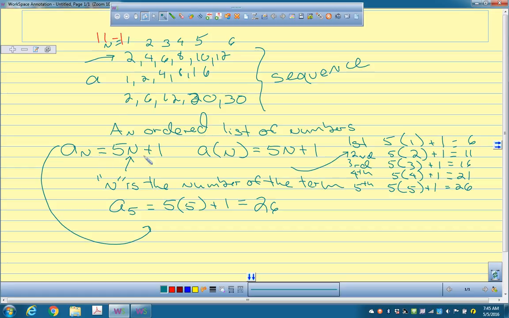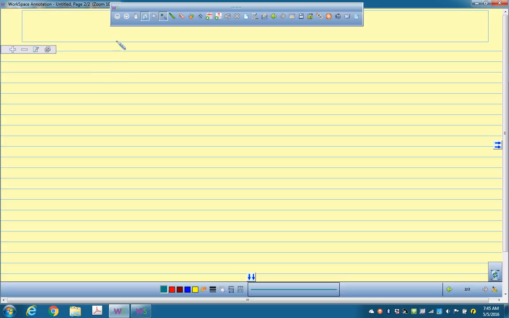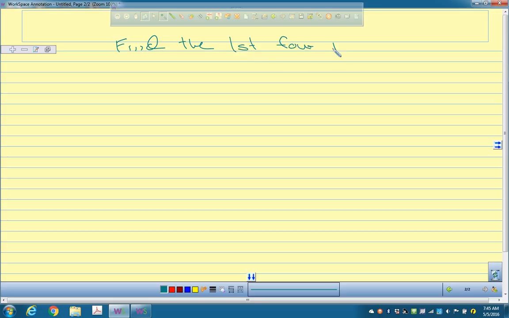Okay. So what if I said, find the first 4 terms for a sub n is equal to -1 to the n times n squared. So this is kind of a different type of sequence. What would be the first term?